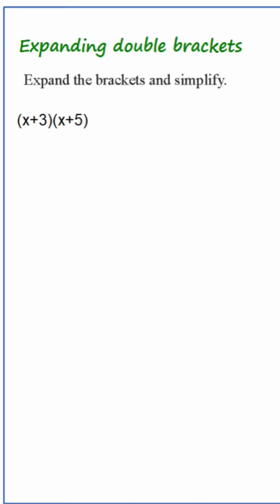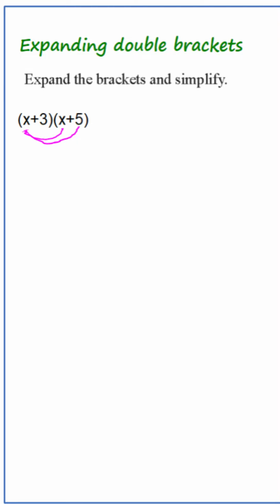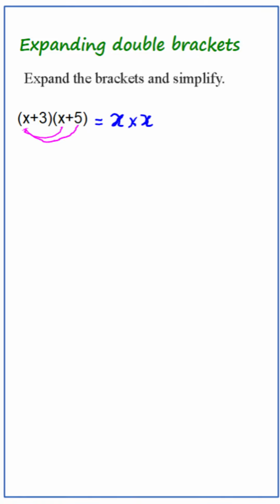So first take x from the first bracket, multiply it with the first term in the second bracket, then with the same x in the first bracket, multiply with the second term in the second bracket. So we get x multiplied by x plus x multiplied by 5.